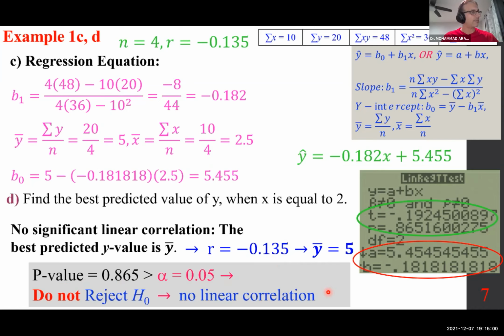In other words, what I'm saying, if you are using technology, you want to use the p-value with the t-test, and the p-value is larger than alpha 0.05, giving you the same result. Again, what I want to emphasize is that the best predicted value is y bar because there is no significant linear correlation.